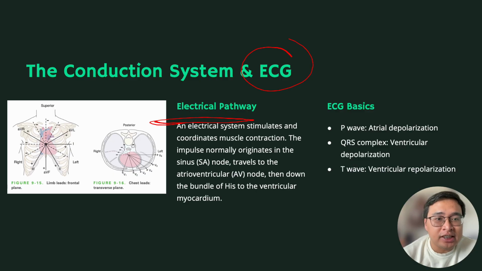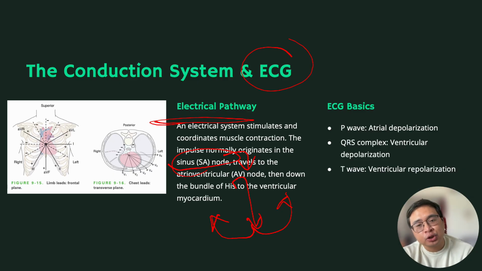Remember from physiology, there's an electrical impulse starting from the sinoatrial node or the pacemaker node. It then travels to the AV node, located in between the atrium and the ventricles. Then it travels down the bundle of His, then eventually to the rest of the ventricular myocardium. So that's what we're measuring with the ECG. And you measure using various leads.